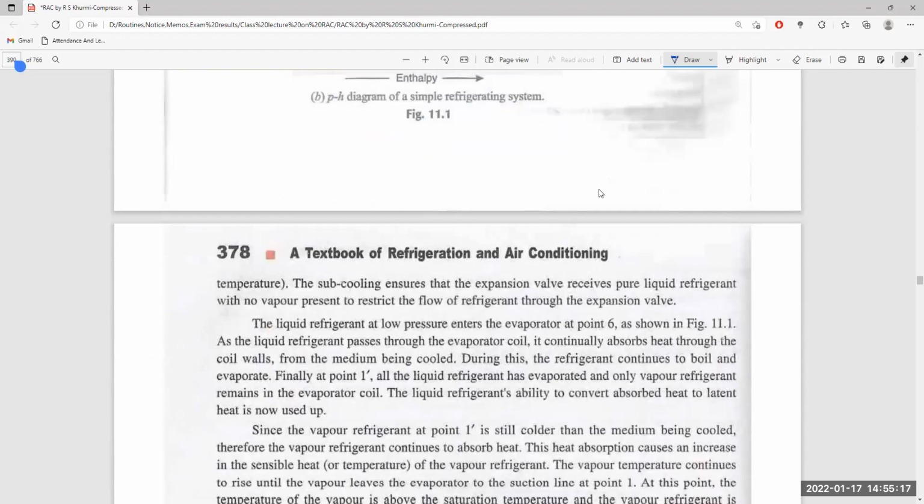Finally, up to this point, the refrigerant continues to boil and evaporate. Next, at point 1 dash, all the liquid refrigerant has evaporated, and only vapor refrigerant remains in the evaporator coil. The liquid refrigerant's ability to convert absorbed heat to latent heat is used up.